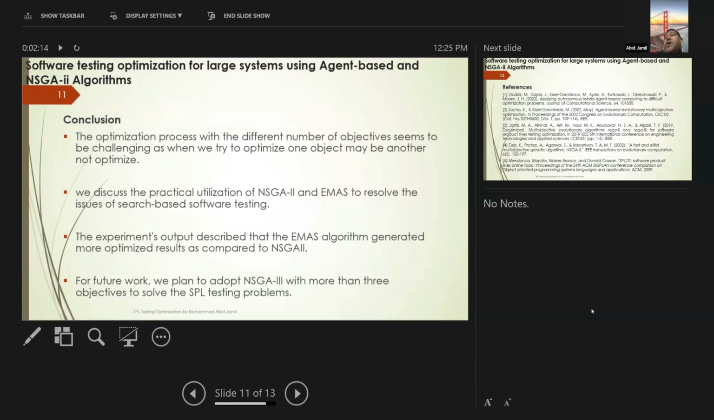For future work, we are planning to adopt the NSGA-III algorithm with three objectives to solve the problems of large systems or product lines from the perspective of testing issues. So this is all about my research work.